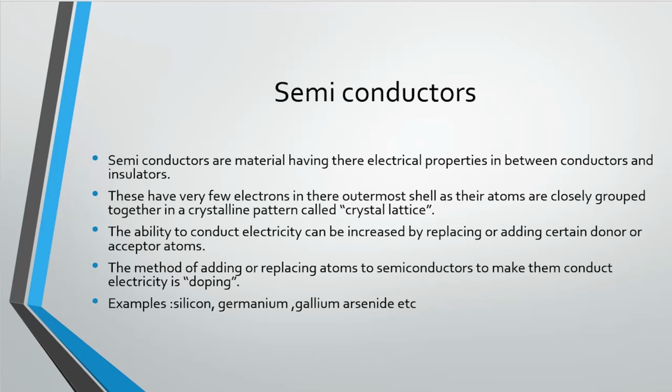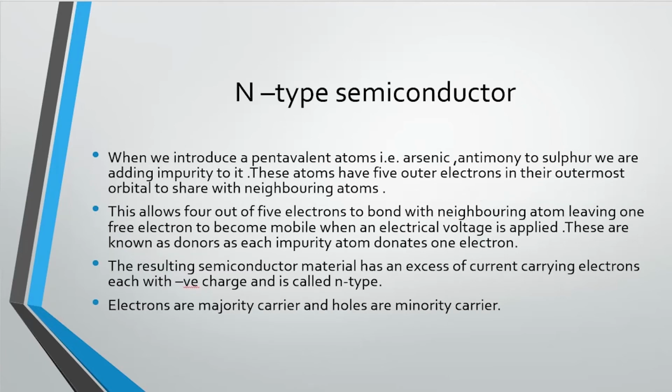Next we'll see how N-type semiconductors are formed. When we introduce a pentavalent atom, what is a pentavalent atom? Pentavalent atoms are those elements having 5 electrons in their outermost shell. These are generally from the 5th group of the periodic table, that is arsenic, antimony, bismuth, phosphorus, etc. They have five outer electrons in their outermost shell to share with neighboring atoms.